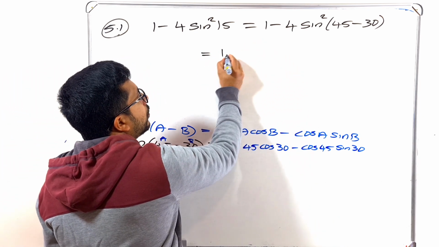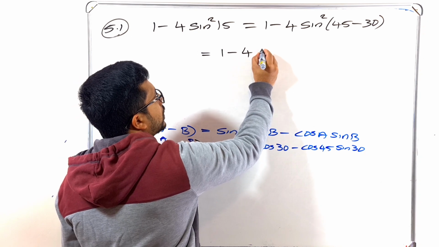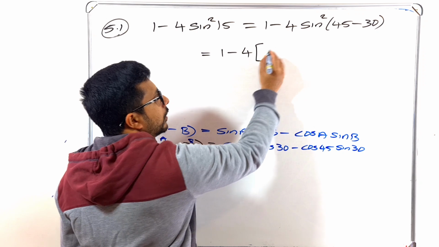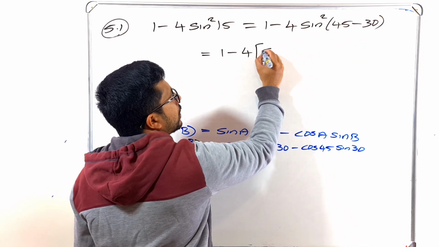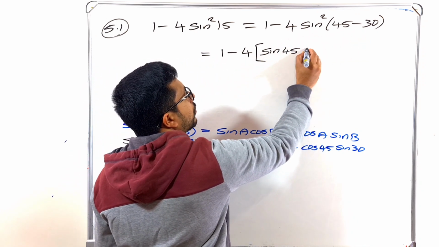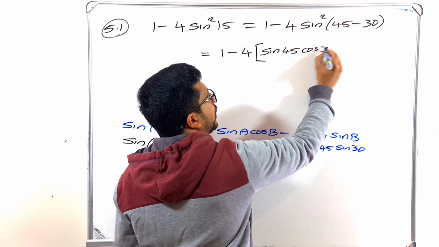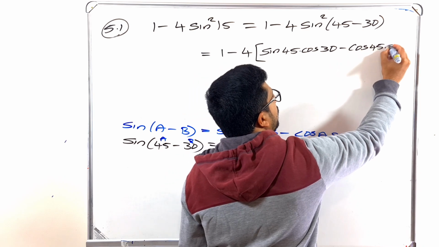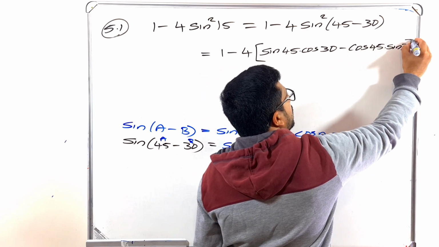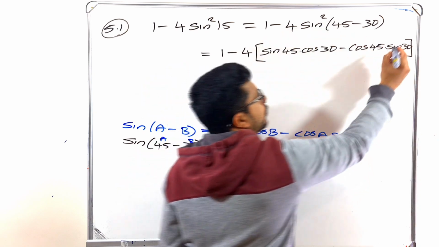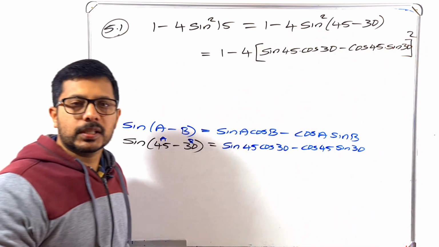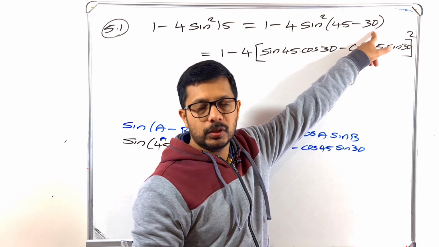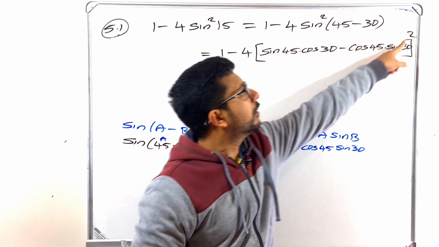This is equal to 1 minus 4 sine square. Look at how I'm going to write. I'm going to expand this one. So it is sine 45 cos 30 minus cos 45 into sine 30. Since here it is square, I'm going to square this one. This one is the expansion of sine of a minus b. Then since here it is square, I square that one.